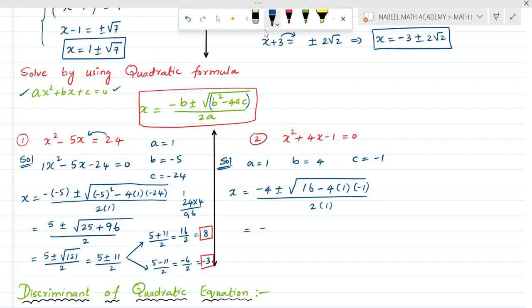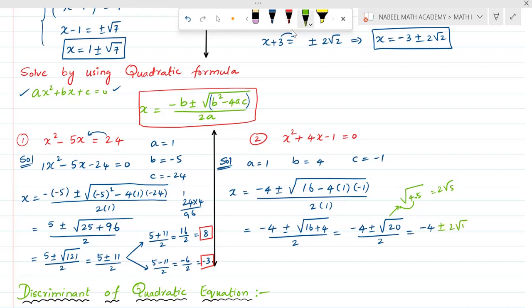Now simplify this. Minus 4 plus or minus square root of 16 plus 4 is 20, over 2. So it is minus 2 plus or minus square root of 20 over 2. How will you write this part? I can write it as 4 into 5. If I move the 4 outside the root, it becomes 2 root 5. So I will write that as plus or minus 2 root 5 over 2.